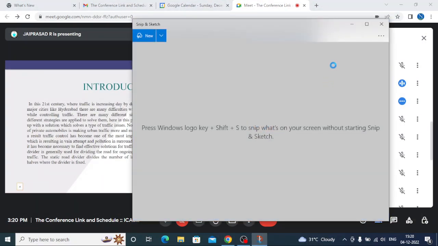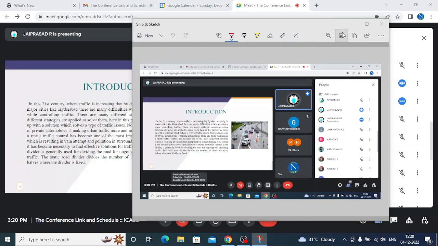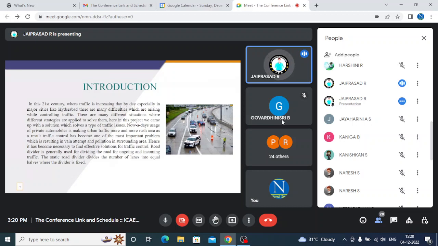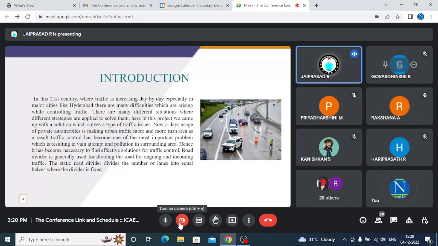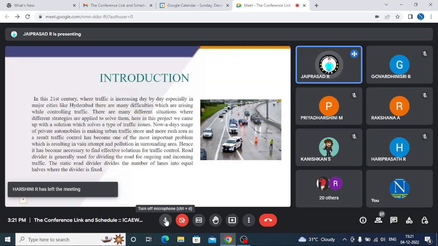Nowadays, usage of private automobiles is making urban traffic worse and worse in rush areas. Traffic control has become one of the most important problems, resulting in violent attempts and pollution in the surrounding area. Hence, it becomes necessary to find an efficient solution for traffic control. A road divider is generally used for dividing the road for outgoing and incoming traffic.